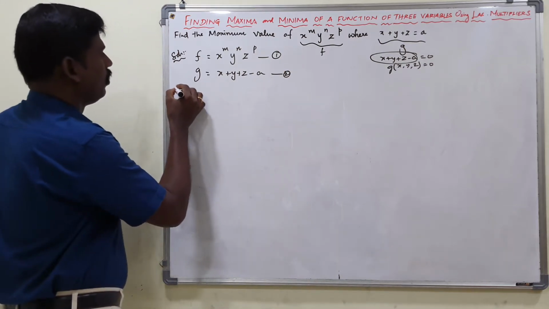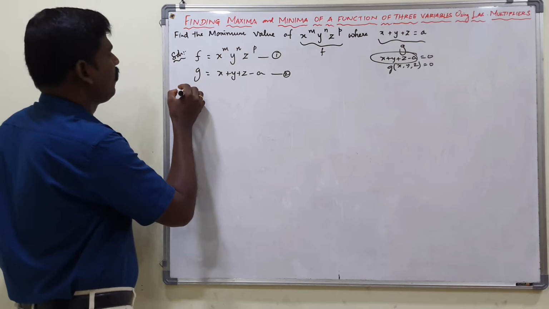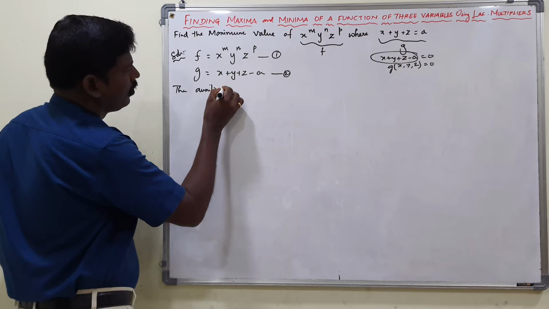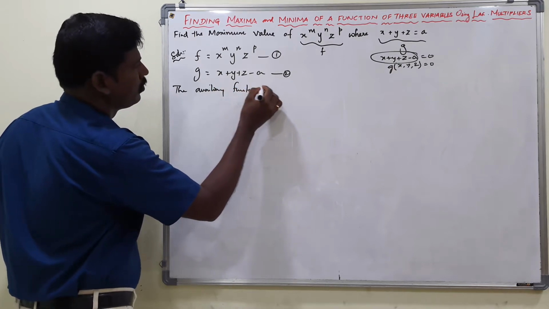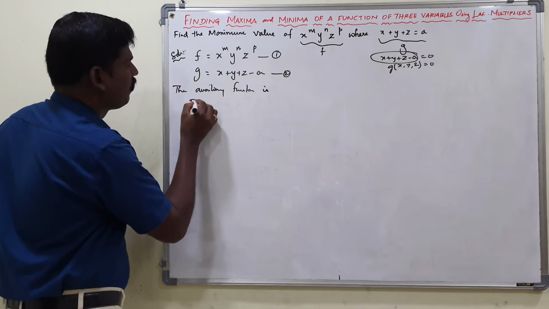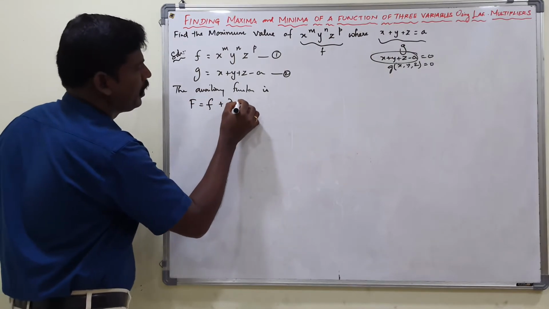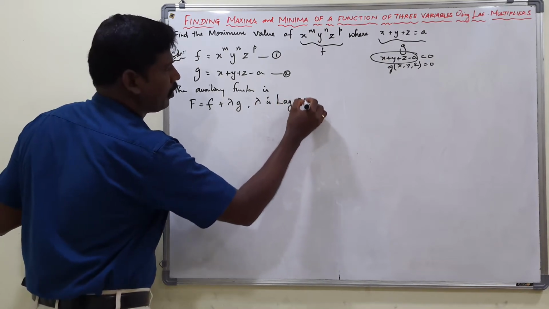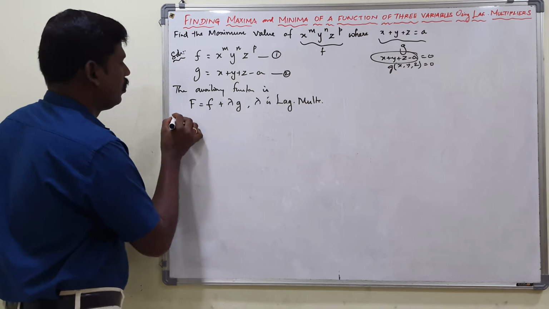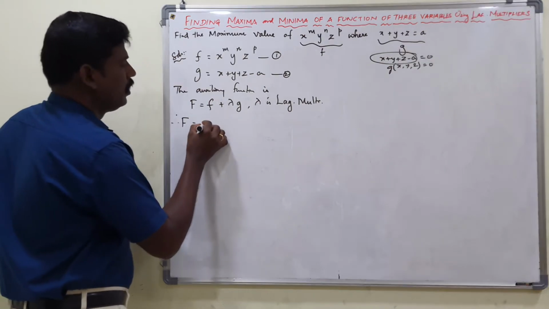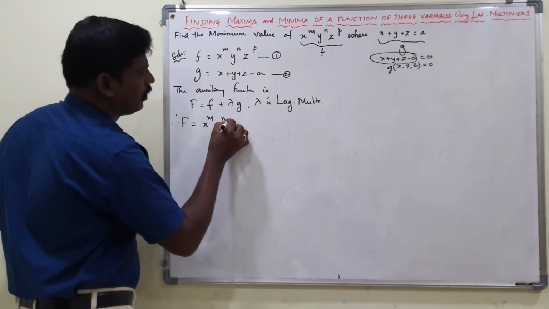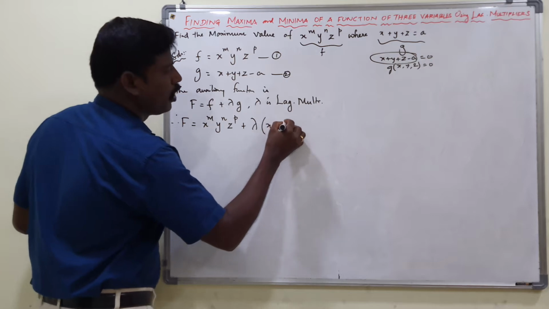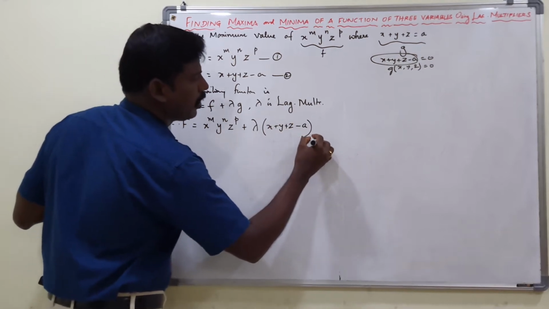So by the auxiliary function, how can we write the auxiliary function? Auxiliary function is capital F is equal to small f plus lambda into g, where lambda is the Lagrange multiplier. Therefore, capital F is equal to x power m, y power n, z power p plus lambda into g, that is x plus y plus z minus a. I call it equation number 3.